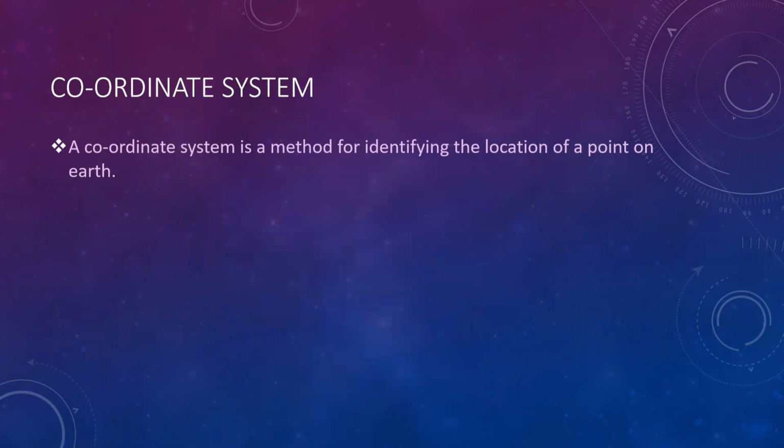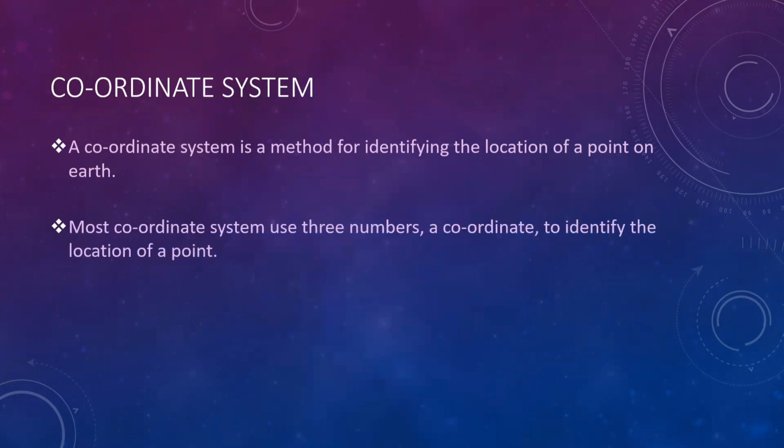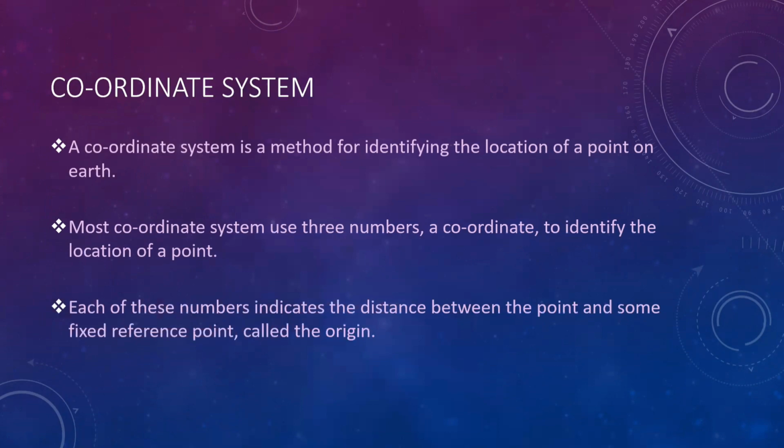A coordinate system is a method for identifying the location of a point on Earth. Most coordinate systems use three numbers, a coordinate, to identify the location of a point. Each of these numbers indicates the distance between the point and some fixed reference point called the origin.